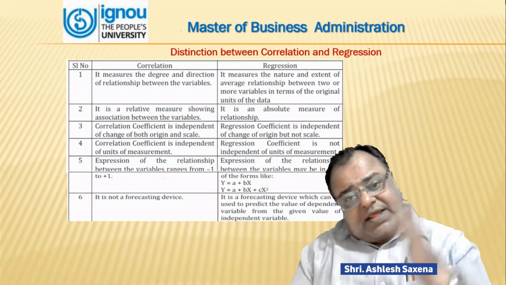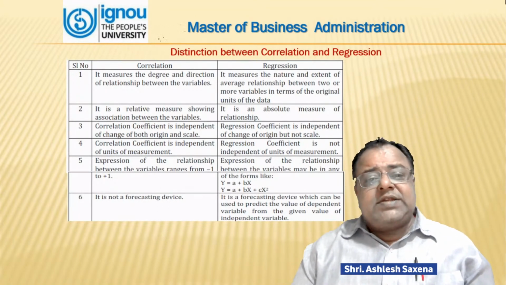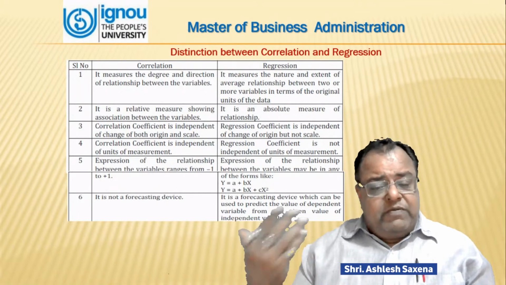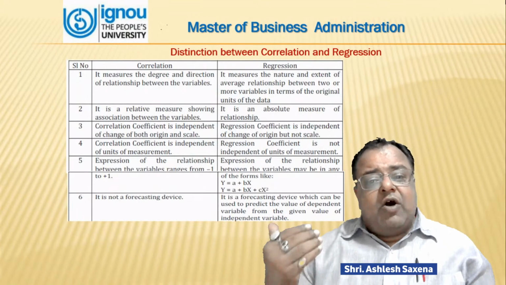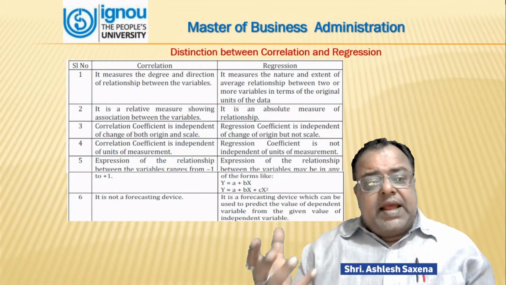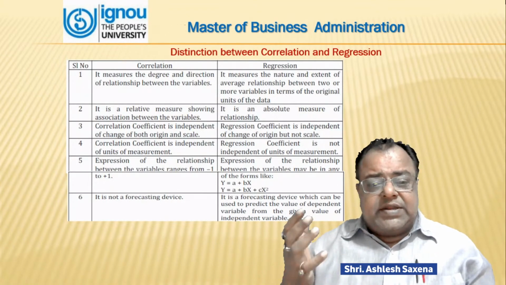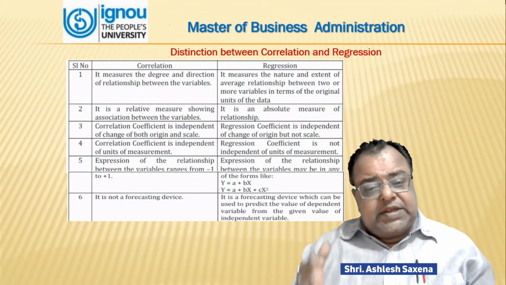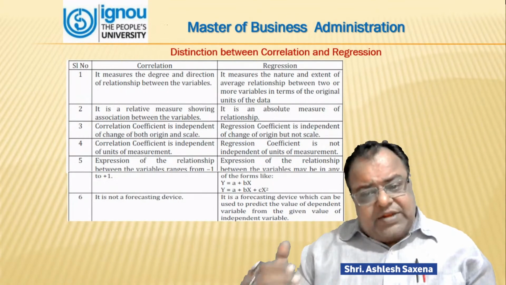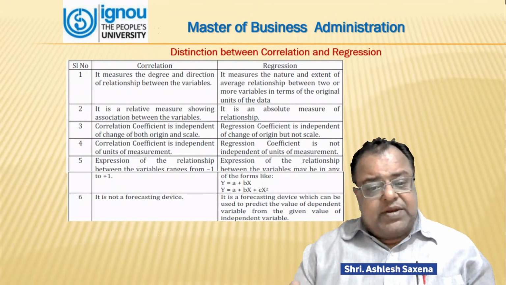On the other hand, as far as regression is concerned, it measures the nature and extent of the average relationship between two or more variables in terms of the original units of the data. It is an absolute measure of relationship. Regression coefficient is independent of change of origin but not of scale. Regression coefficient is not independent of units of measurement.